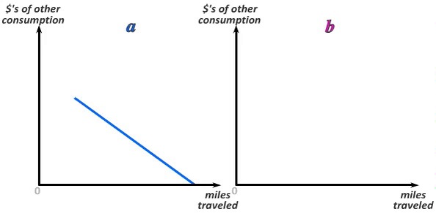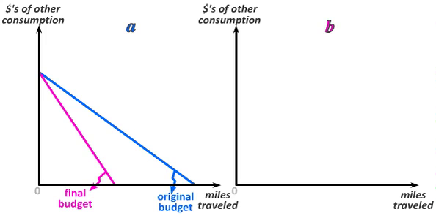We begin by illustrating the original blue budget constraint and the final magenta budget constraint that emerges after an increase in the price of gasoline has made driving around more expensive. We then illustrate the original optimal bundle A for this consumer by showing a tangency between an indifference curve and the original blue budget constraint.